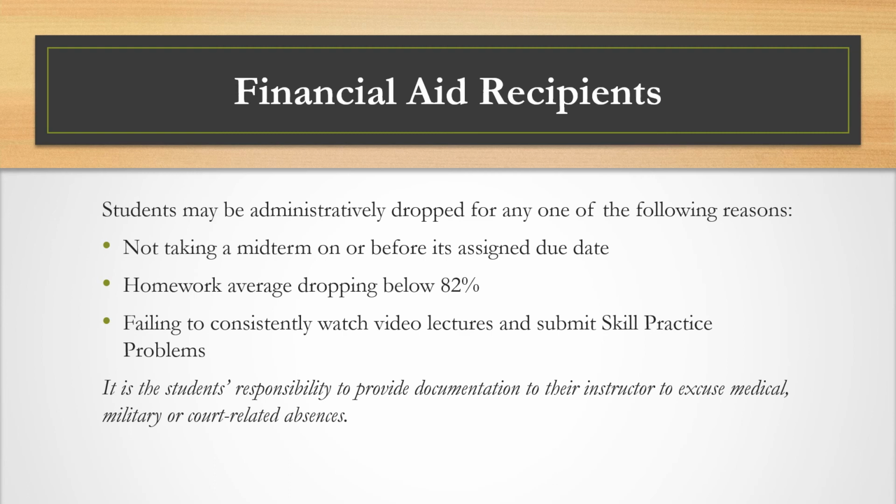If you are a financial aid recipient, know that you may be administratively dropped for any one of the following reasons. 1, not taking a midterm on or before its assigned due date. 2, homework average dropping below 82%. 3, failing to consistently watch video lectures and submit skill practice problems. Know that you can and should get 100% on all of your homework, as you can keep working the homework problems until you do. It is the student's responsibility to provide documentation to their instructor to excuse medical, military, or court-related absences.